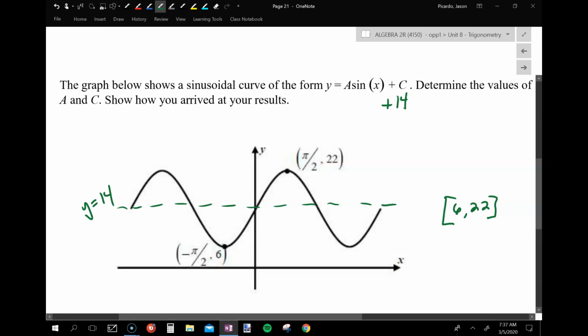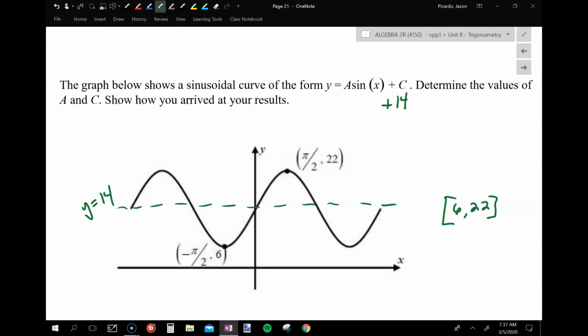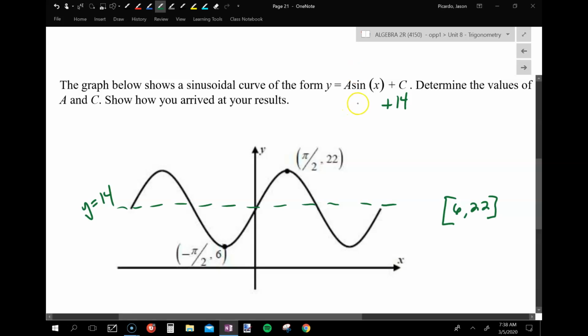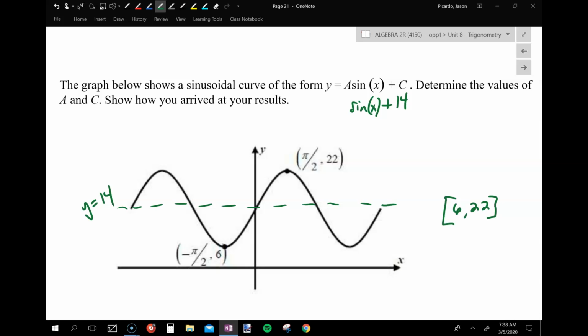Well, what else do I need to write the equation? I know it's a sine curve because it told me it was, right? So what else do I need? I need the A value, right? So what does the A value represent? The amplitude. Can I figure out the amplitude?